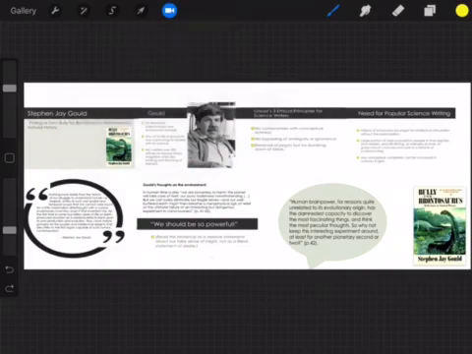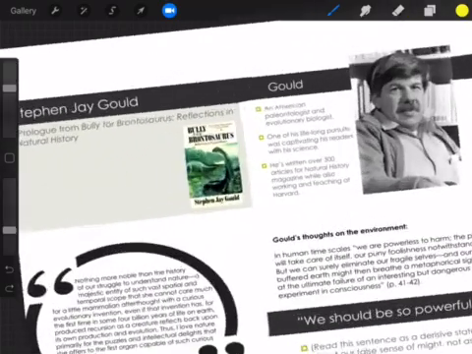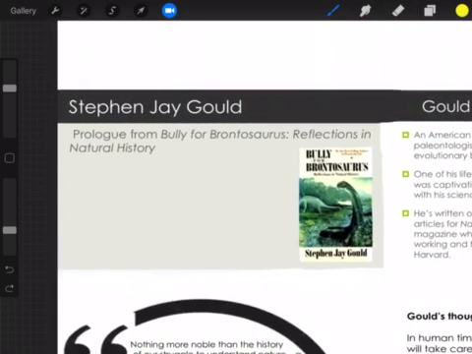All right. So the Stephen Jay Gould article in our textbooks is actually part of a larger book that he wrote called Bully for Brontosaurus, and we just have the prologue assigned for this week. And I wanted to talk about the importance of this article and also some of the inspirational things that I found within it to argue that perhaps you might consider reading this textbook in the future.